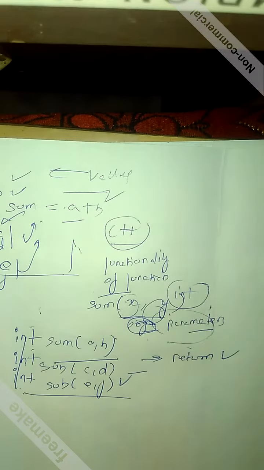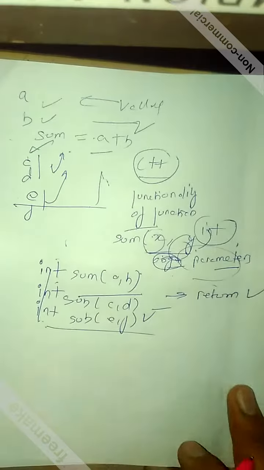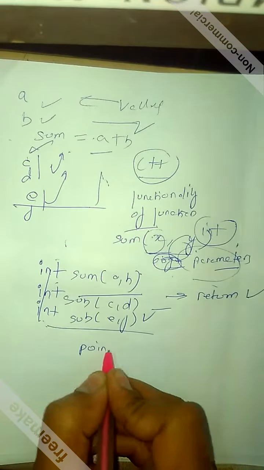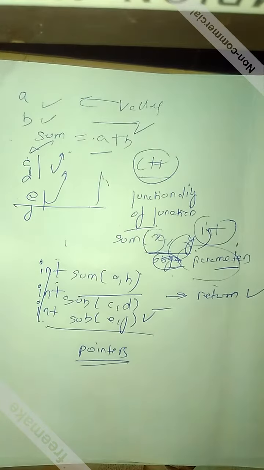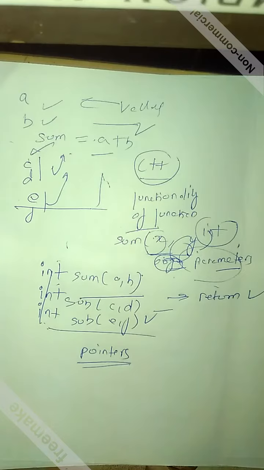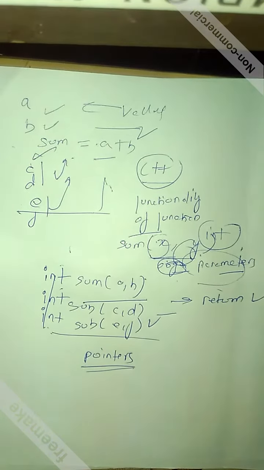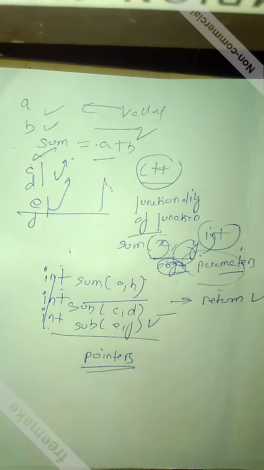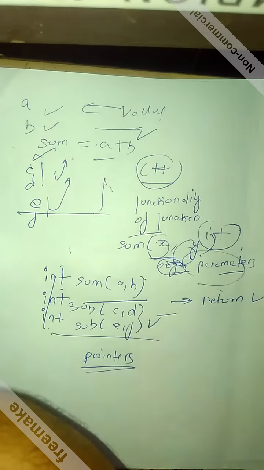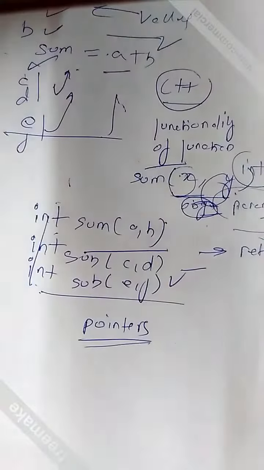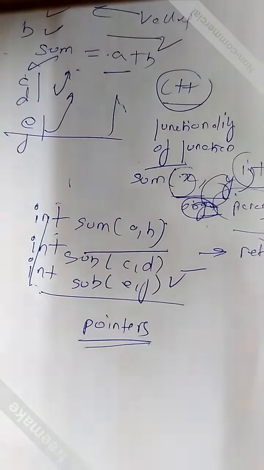Now after function, we have another kind of derived data type which is called pointers. So what is pointers? Don't worry about pointers. Pointers is a very vast topic, and actually it's the only topic which is sort of difficult in programming. So I will just give an idea of what pointers are and why they are important.